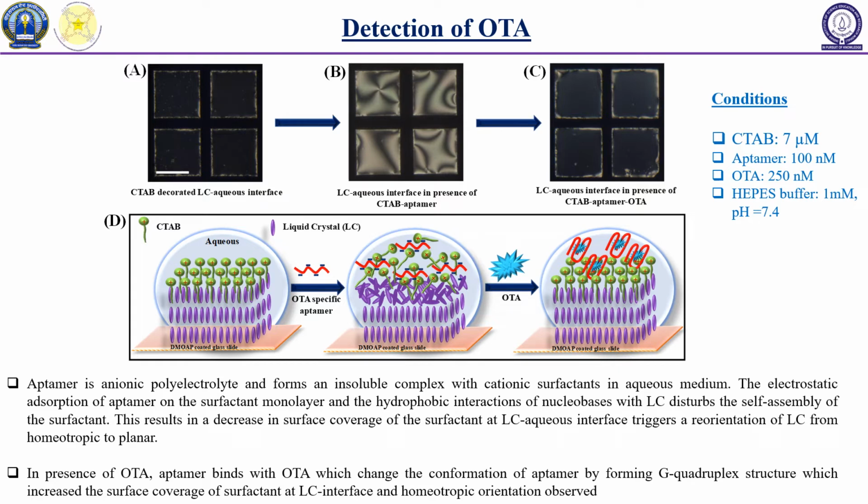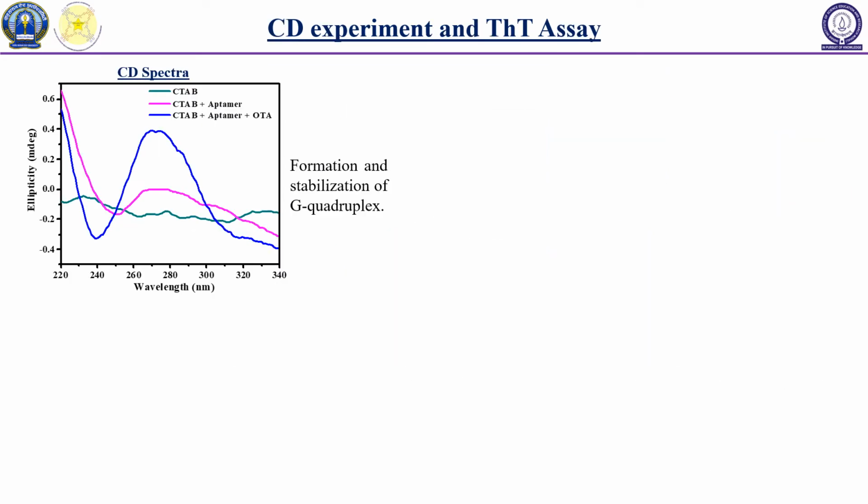In the presence of the OTA, the aptamer binds with the OTA, which changes the conformation of the aptamer by forming the G-quadruplex structure, which increases the surface coverage of the surfactant molecules at the interface, and the homeotropic orientation has been observed. In order to examine the conformational changes in the secondary structure of DNA in presence of OTA, we recorded the CD spectra of CTAB and a pre-incubated mixture of aptamer and CTAB in presence and absence of the OTA. In presence of OTA, a change in ellipticity has been observed that reveals the stabilization of G-quadruplex conformations of the aptamer in presence of OTA.